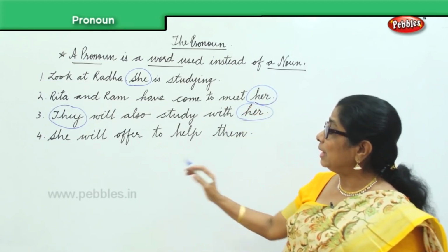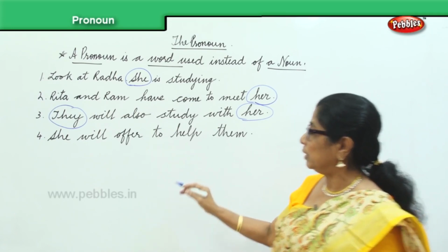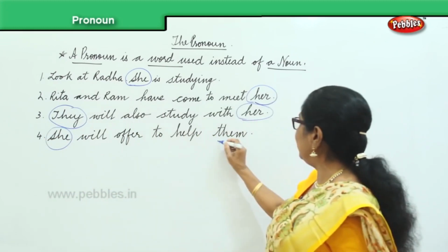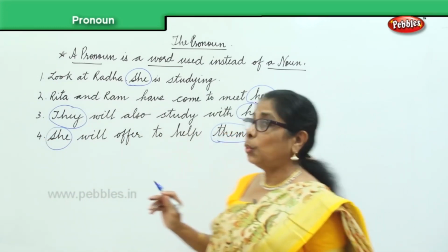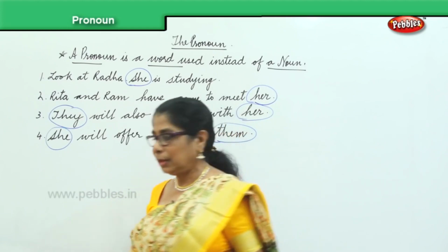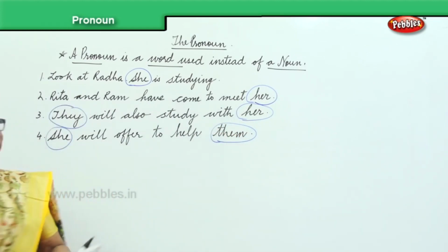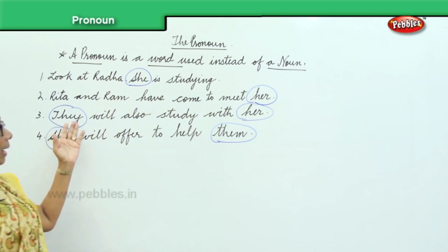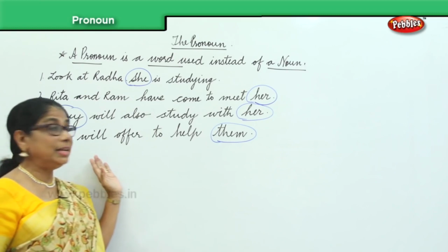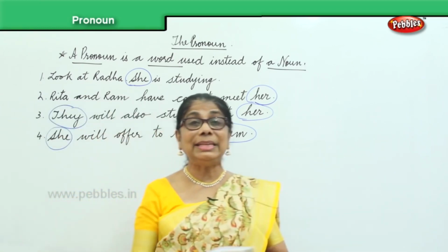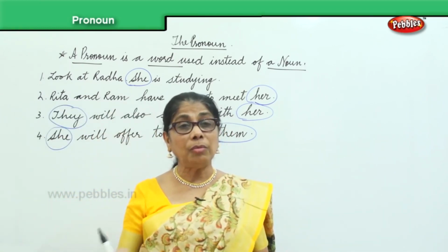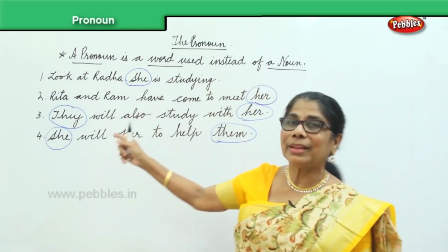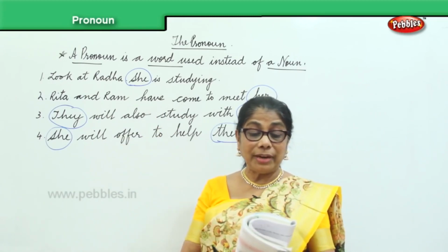Next we have, she will offer. She is also a pronoun. Will offer to help them. Now, look at the words that I have circled. She, her, they, her, she, them. All these are pronouns. What are pronouns? Words used instead of a noun. We have used words instead of a noun.